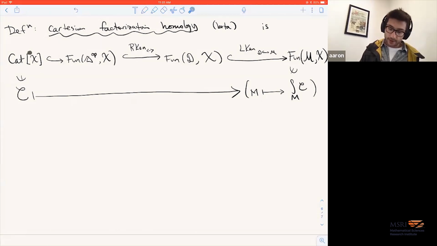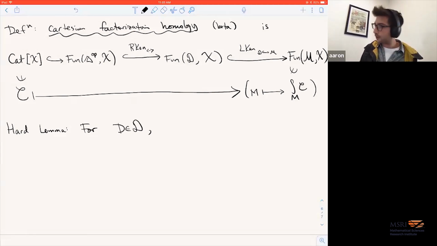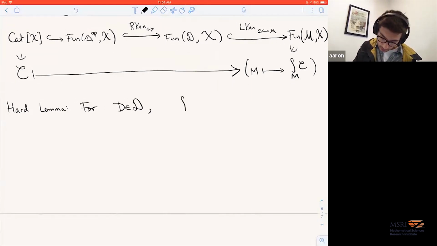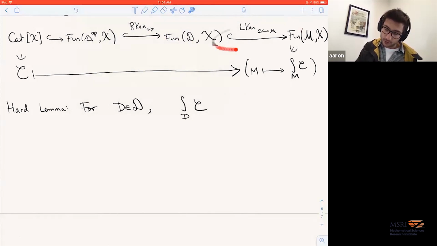So let me describe what this does. Here's what is actually a pretty hard lemma: for a disk stratified one-manifold, the factorization homology over it, well, this last functor is fully faithful. So this factorization homology is really just right Kan extension of C evaluated at D. Let me say this is as expected.